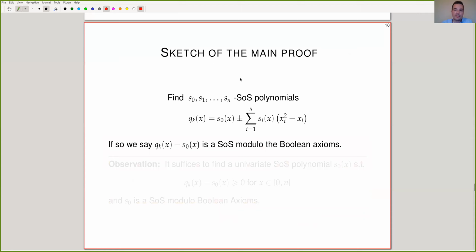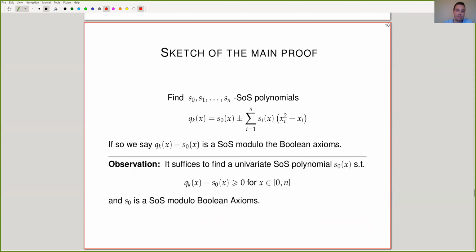So let's give a look at the sketch of the main proof. As I said, we would like to find sum of squares polynomials S0 and S1 up to Sn, such that qk can be written as sum of squares plus some term that will vanish over the Boolean hypercube. And in that case, what we say is that qk(x) minus S0(x) is a sum of squares modulo the Boolean axioms, as it vanishes over the Boolean hypercube.